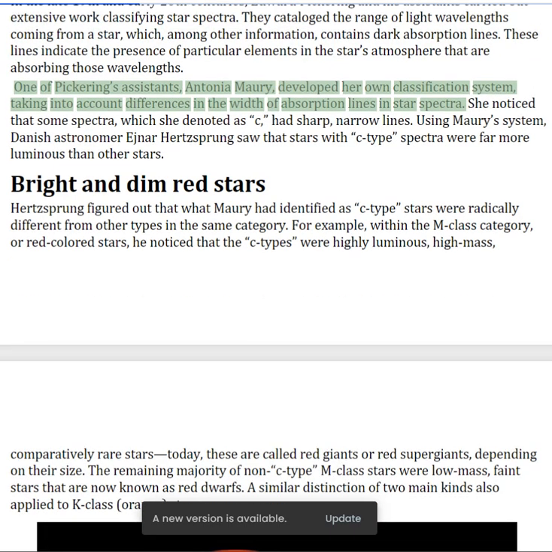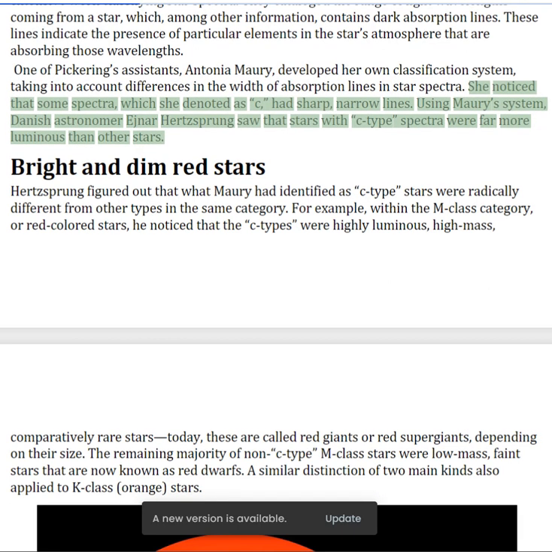One of Pickering's assistants, Antonia Maury, developed her own classification system, taking into account differences in the width of absorption lines in star spectra. She noticed that some spectra, which she denoted as C, had sharp, narrow lines. Using Maury's system, Danish astronomer Ejnar Hertzsprung saw that stars with C-type spectra were far more luminous than other stars.